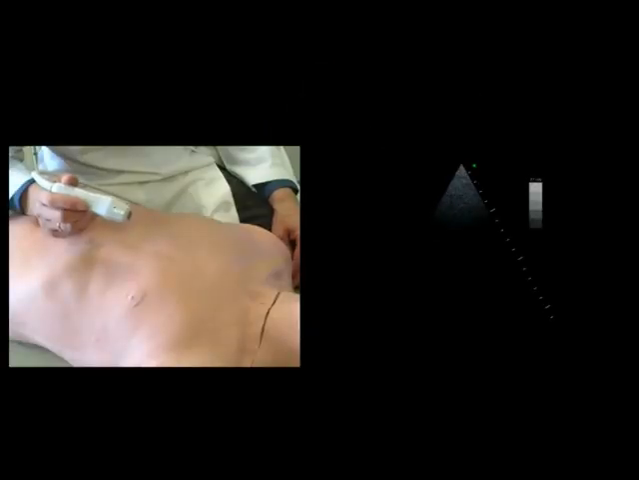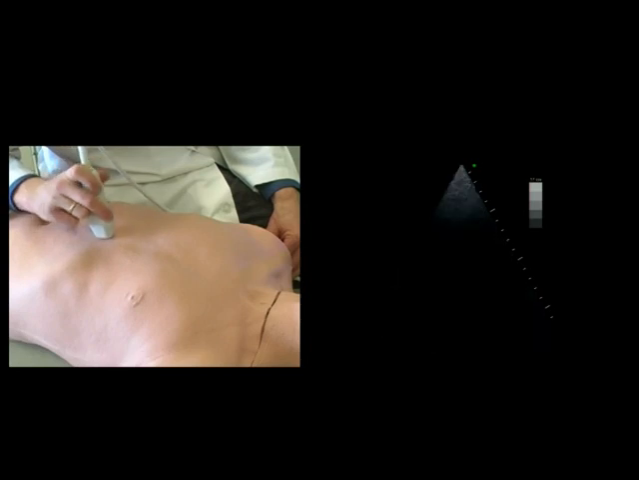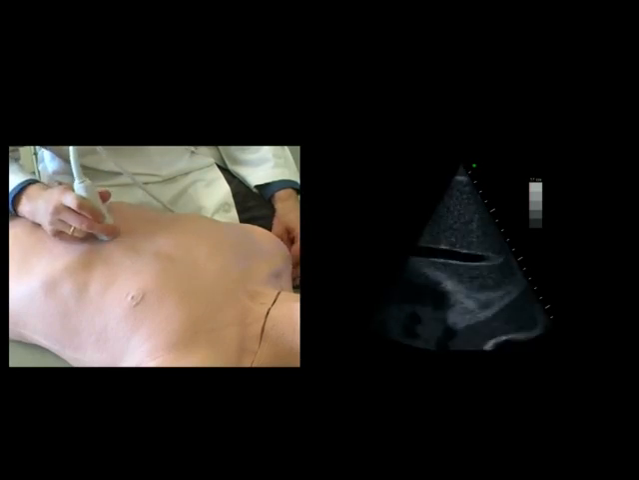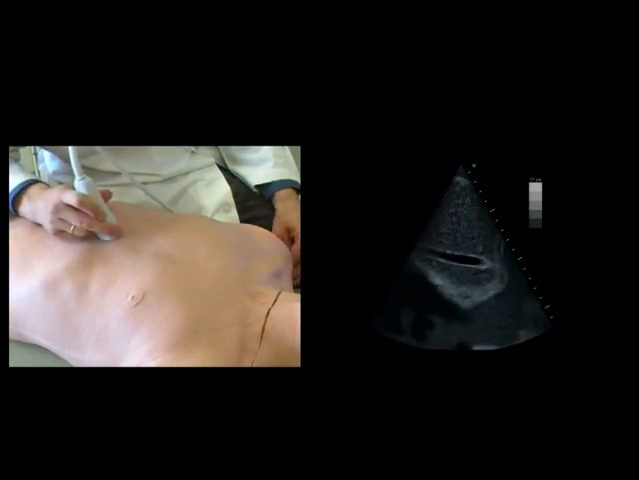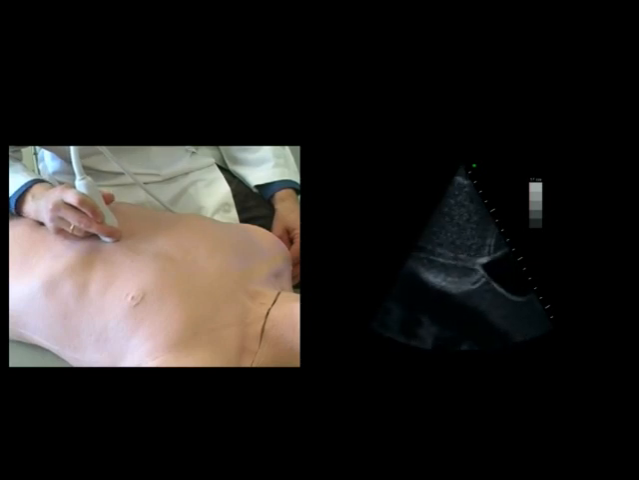Our last view is the subcostal inferior vena cava view. Place the probe again in the subxiphoid region. You'll be looking through the left liver lobe. Find a long vessel and visualize its transition into the right atrium. If you can visualize the transition, then you know this is the IVC entering the right atrium of the heart.